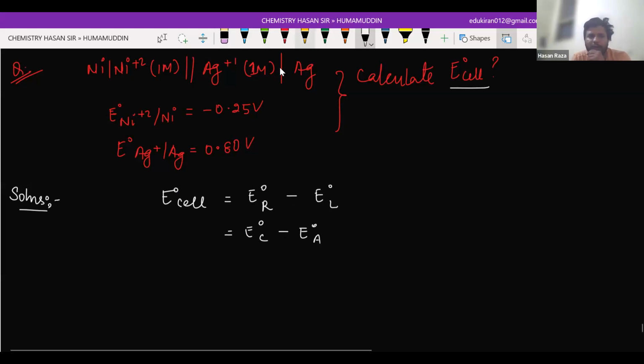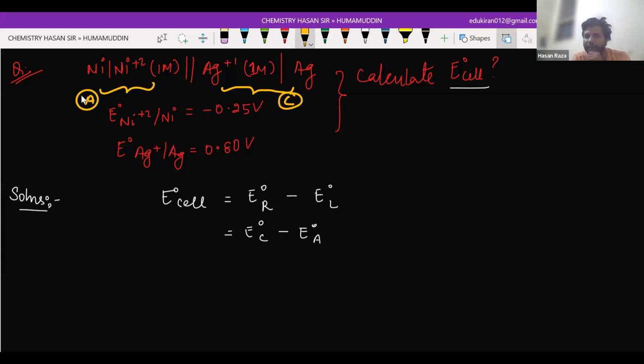Calculate E naught cell. E naught cell has a formula. Either you can write E naught right minus E naught left, or E naught cathode minus E naught anode. This was the formula. Now you can see this is on the right hand side, which is the cathode, and this is on the left hand side, which is the anode. We learned this when we learned the representation of a cell. You know that from this representation, on the right hand side it is the cathode, and on the left hand side it is the anode, right? Yes, sir.